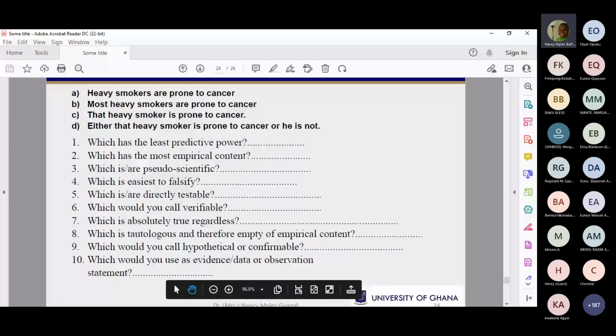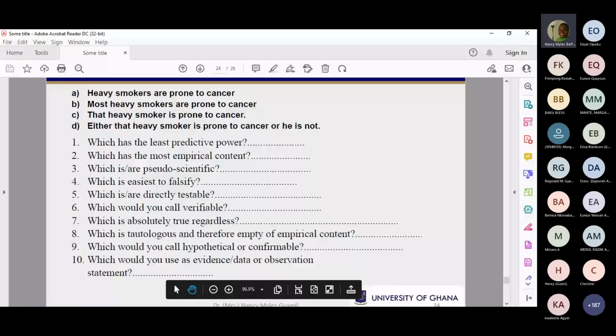So if I ask you which of them has the most empirical content, it cannot be B when A is there. But if we didn't have the A there and we had only B, C, and D, then you would have chosen B. Okay, that is how you do it.